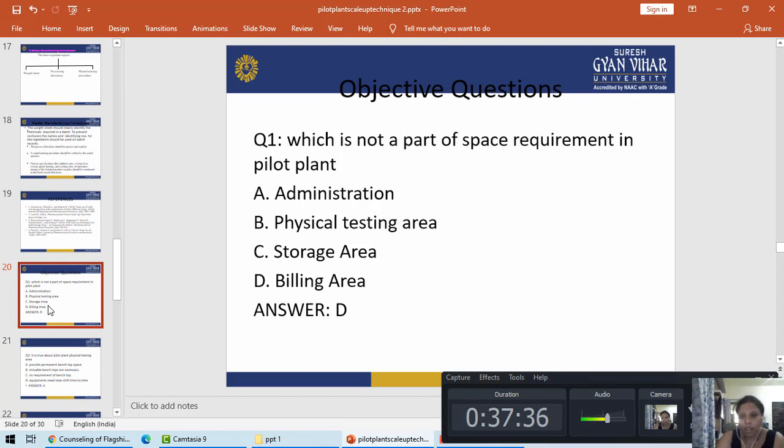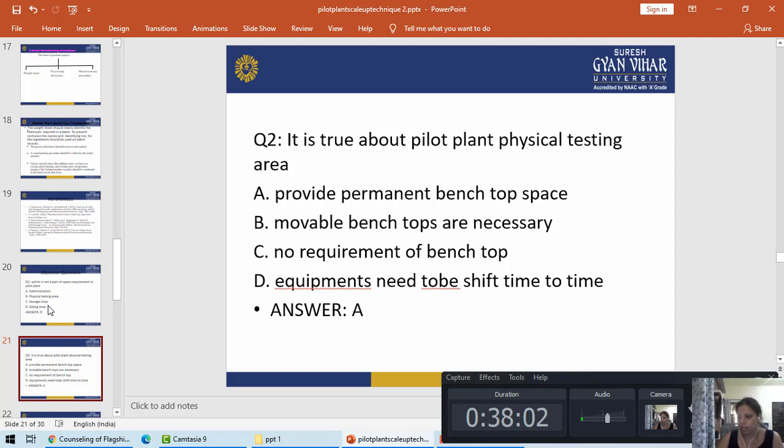Yes. Now the objective questions related to this. First question: which is not a part of space requirement in the pilot plant? Administration, physical testing area, storage area, or billing area. We discussed that administration is required, physical testing area is required, and storage area is required, so billing area is not there. Billing area is in the administration department only, right?